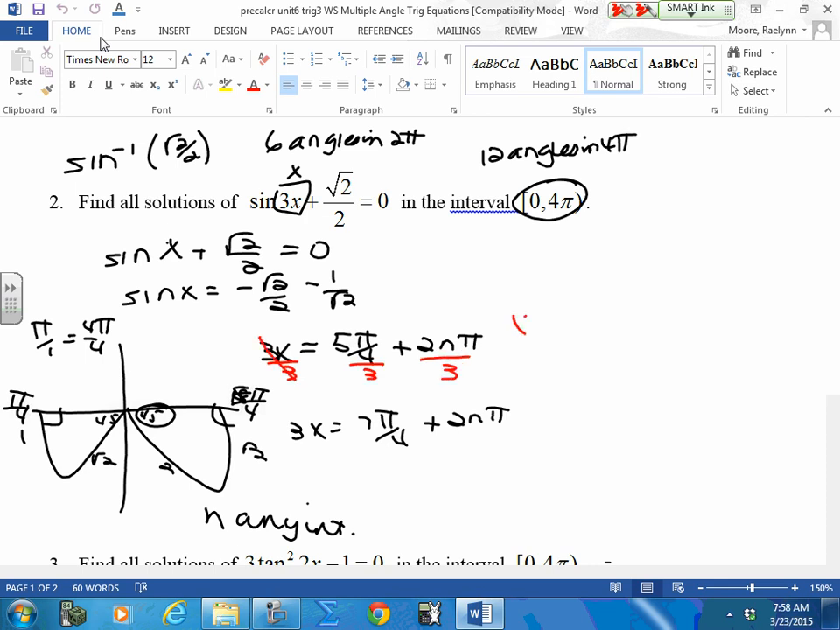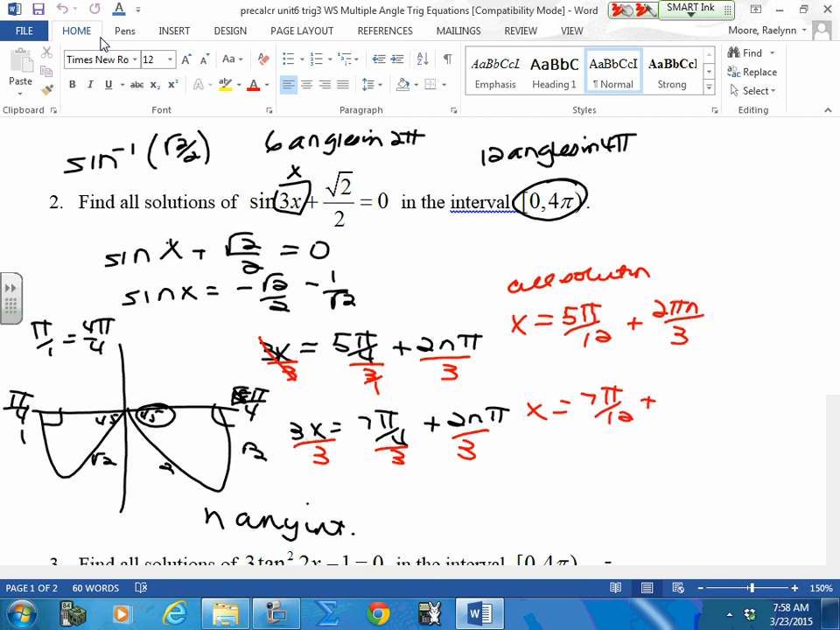So it becomes x. What does this become? 5 pi over 12. Flip this over. Multiply your denominators. They're right here. Multiply your denominators. Plus 2 pi. I'm just going to put the n at the end. This is an all solution. Okay, we're going to do the same for this guy. So x is equal to 7 pi over 12. Everybody flipping that? 2 pi n over 3.